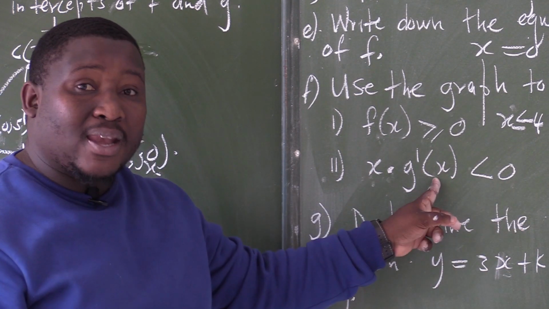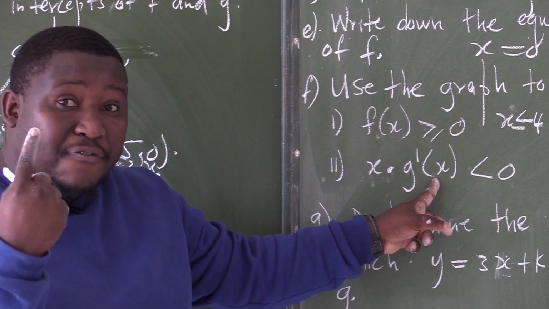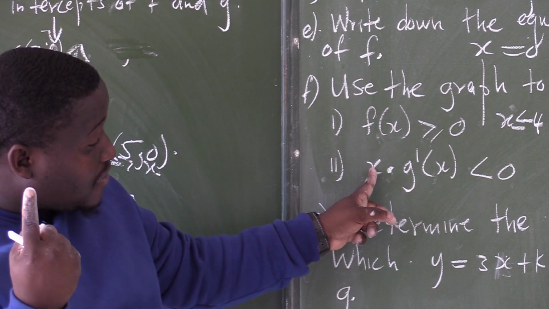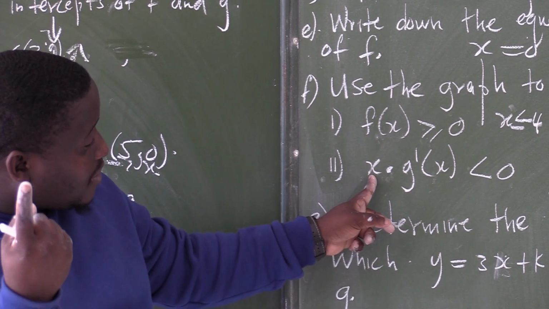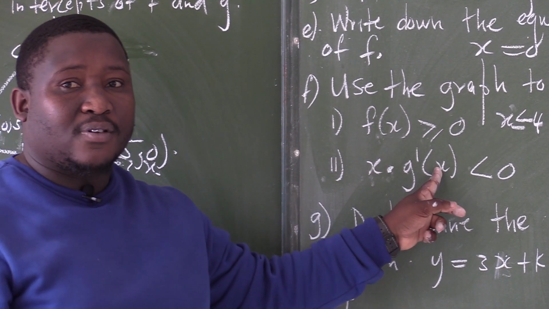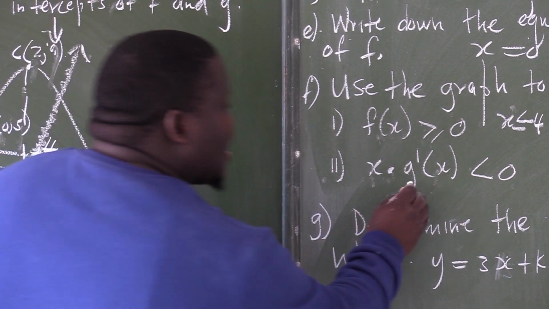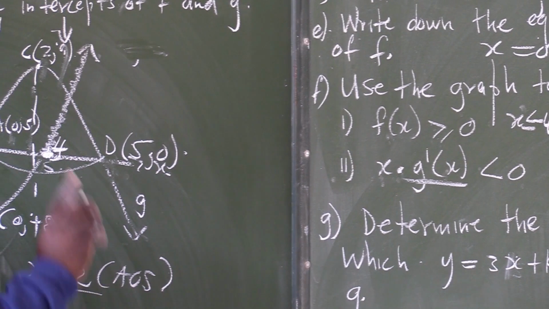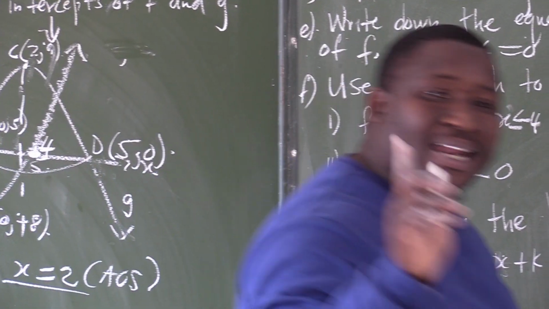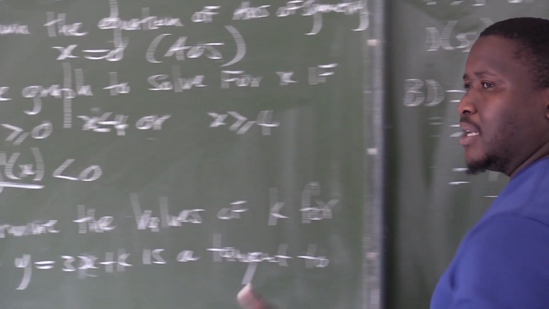When will that happen? That can only happen if x is negative. This one must be positive. If x is positive, this one must be negative. But then, what is g prime? What is g prime, guys? Remember, g prime is the derivative. What is the derivative?